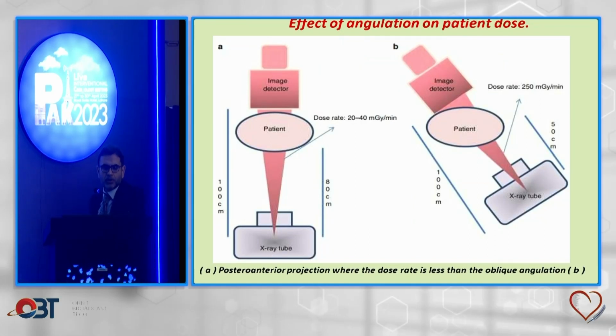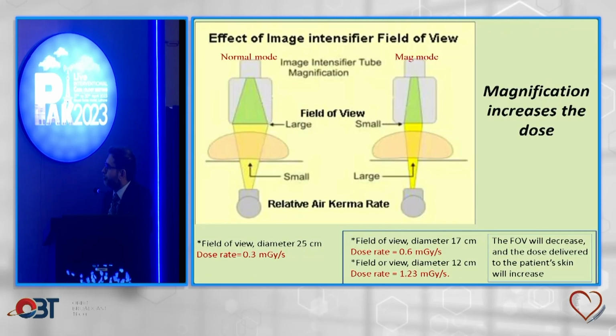Again, minimizing angulation is important. All of us have to do angiograms, and we have to use certain angulations to open up the arteries or the bifurcations. But you can see here, in an AP position it's 20 to 40 milligrays per minute, while if you put the patient in an LAO or RAO cranial position, or AP cranial, it goes up exponentially, about 10 times more, 252 milligrays per minute.